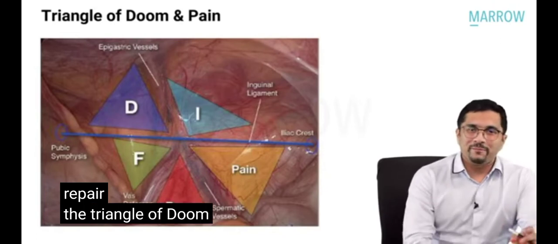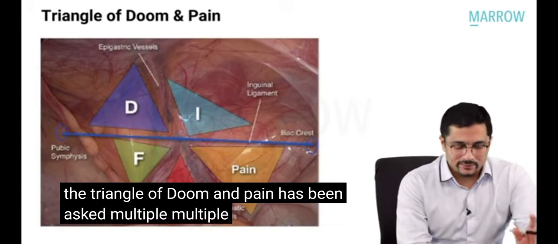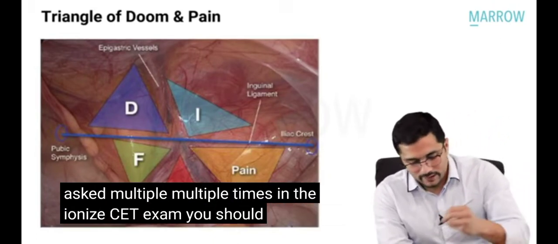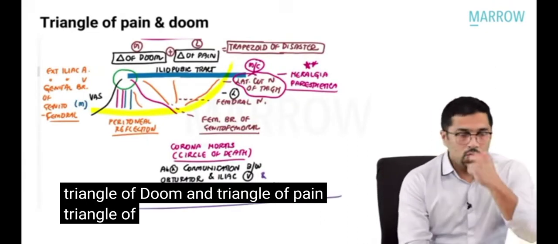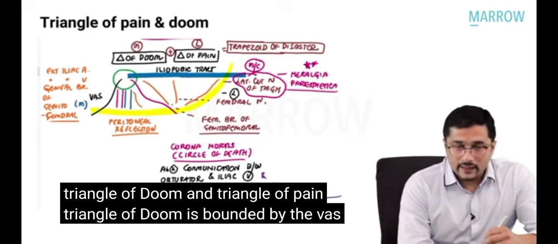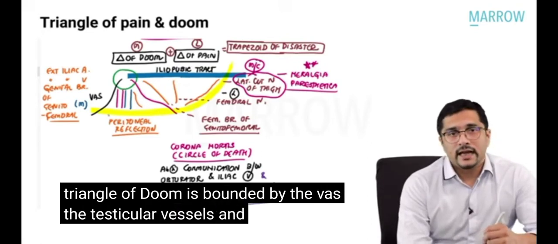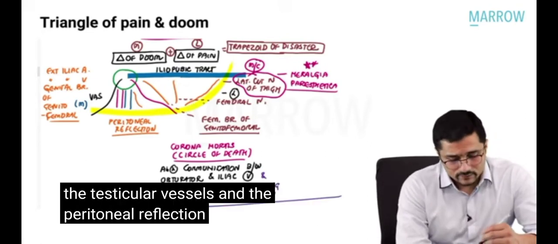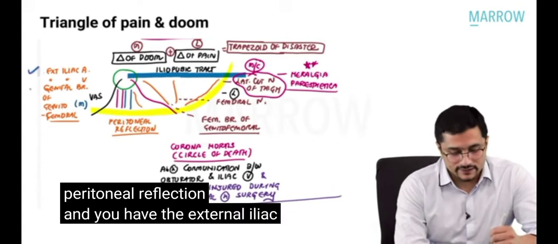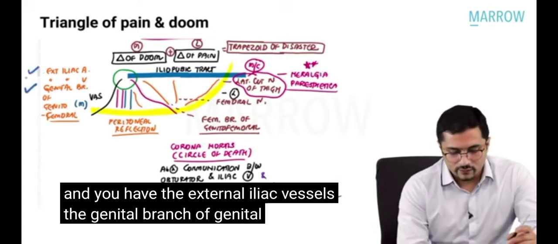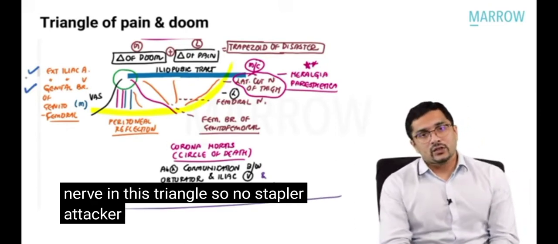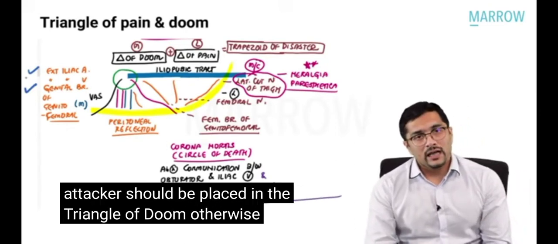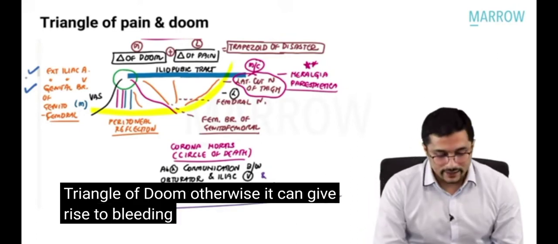The triangle of doom and pain has been asked multiple times in the INI CET exam. You should be aware of triangle of doom and triangle of pain. Triangle of doom is bounded by the vas, the testicular vessels and the peritoneal reflection, and you have the external iliac vessels, the genital branch of genitofemoral nerve in this triangle. So, no stapler or tacker should be placed in the triangle of doom, otherwise it can give rise to bleeding.